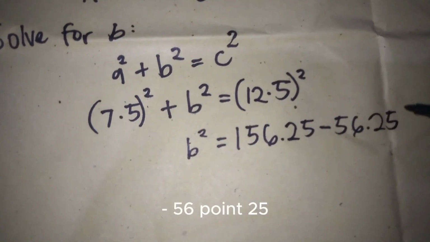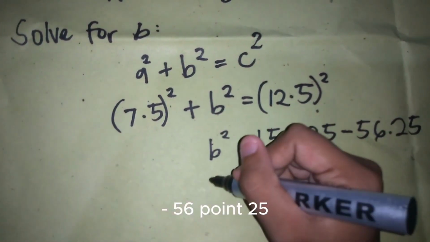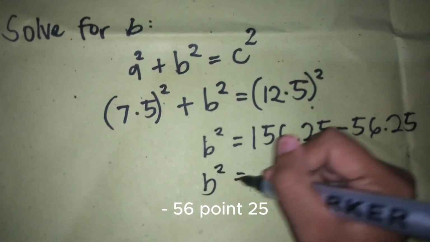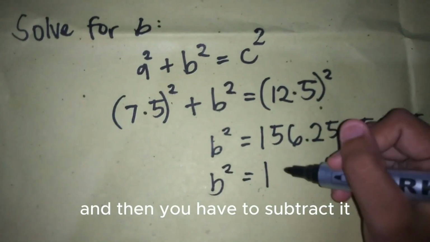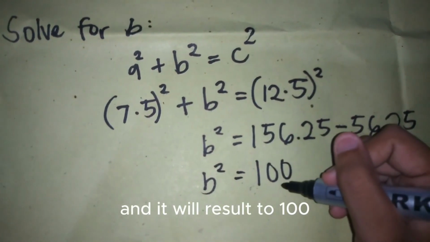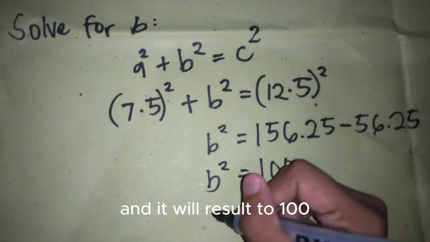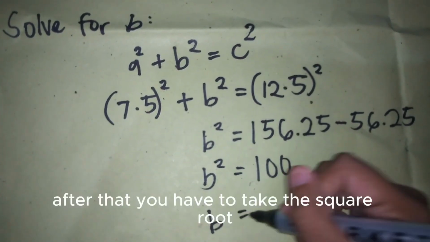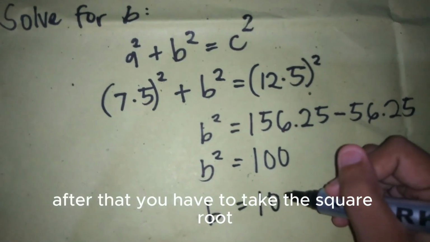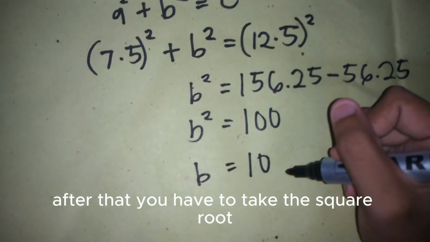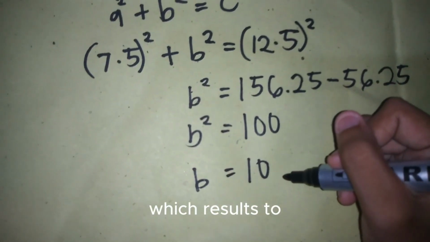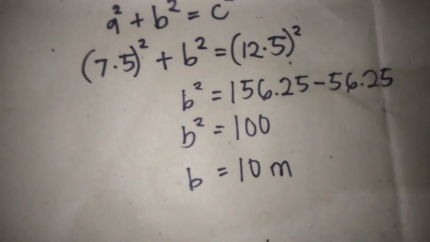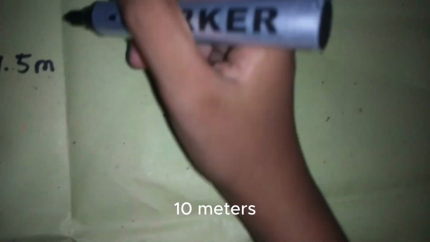156.25 minus 56.25. And then you have to subtract it and it will result to 100. After that, you have to take the square root, which results to 10 meters.